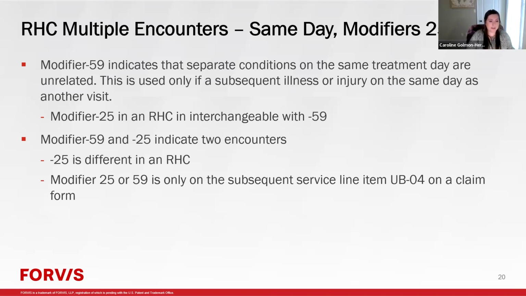So just in the broad sense of things, modifier 59 and 25 both indicate two encounters occurred on the same day. Modifier 25 or 59 is only on the subsequent service line item on a UB04, so on that claim form.